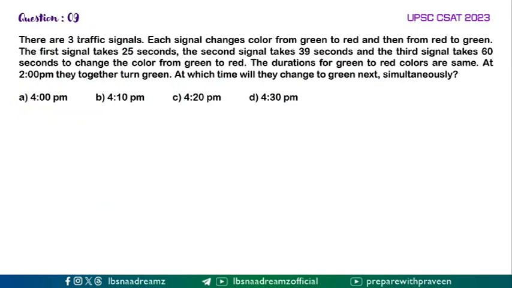The last question, question number 9. There are 3 traffic signals. Each signal changes color from green to red and then from red to green. The first signal takes 25 seconds. The second signal takes 39 seconds. And the third signal takes 60 seconds to change the color from green to red. The durations for green to red colors are same. At 2 p.m., they together turn green. At which time they will change to green next simultaneously?